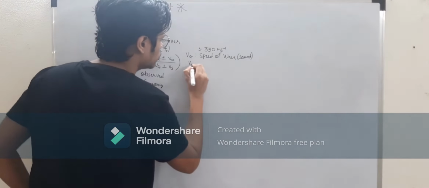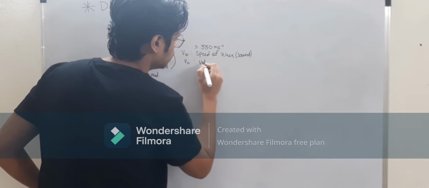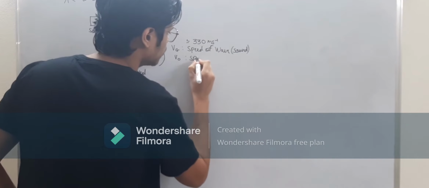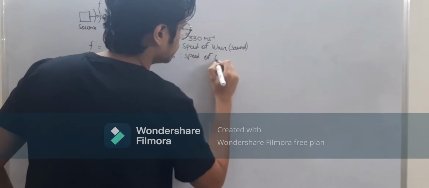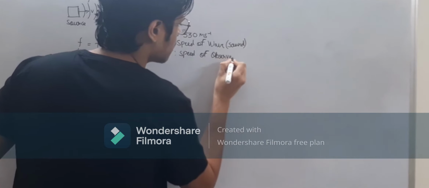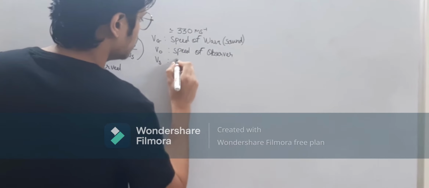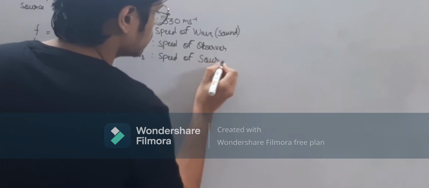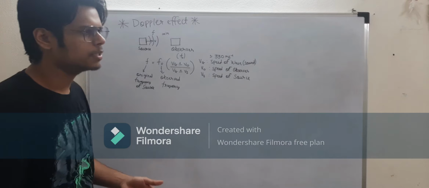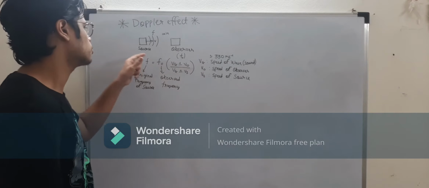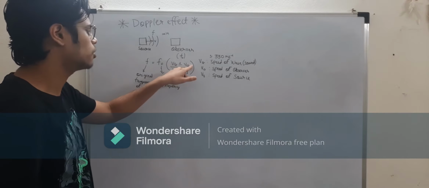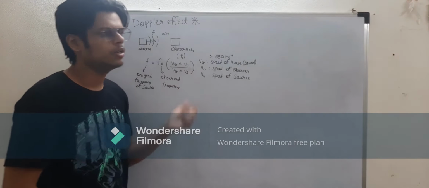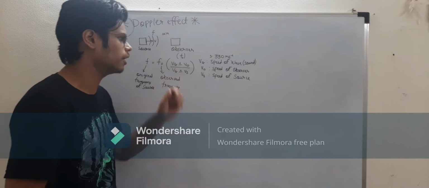V naught is the velocity of observer, or rather the speed of the observer. V naught is the speed of the observer, and Vs is speed of source, right? So there will be some time when observer is at rest but source is moving, so at that time the V naught term becomes 0. There will be time when both of them are moving, so we have to add it accordingly.